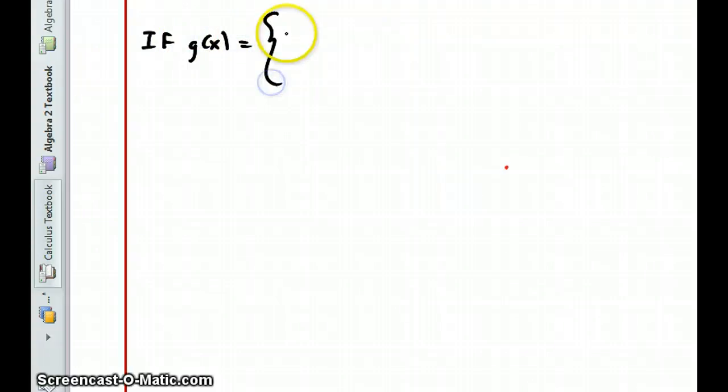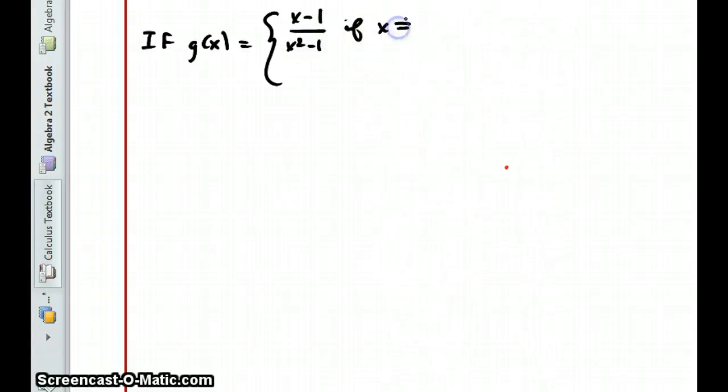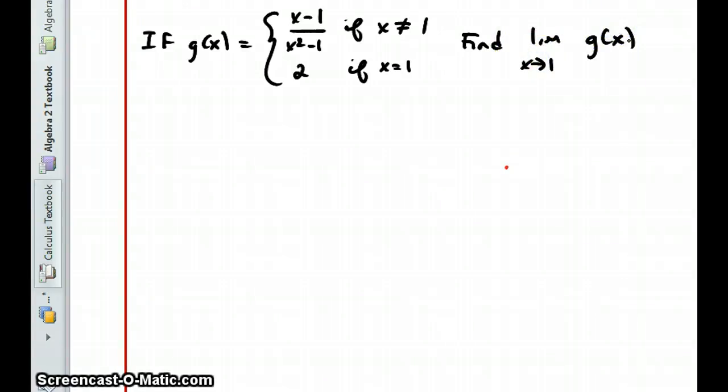Question is, if g of x is a piecewise defined function defined in the following way: (x minus 1) over (x squared minus 1) if x does not equal 1, and we define this at 2 if x is equal to 1. From that we want to find the limit as x approaches 1 of g of x.